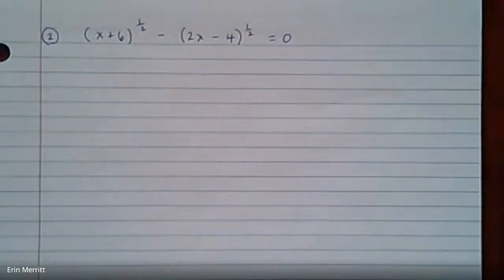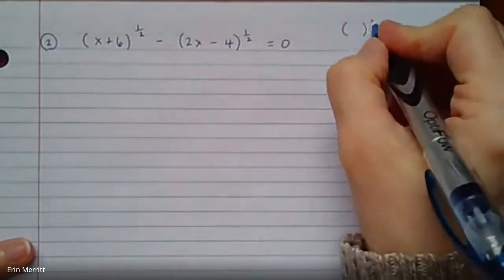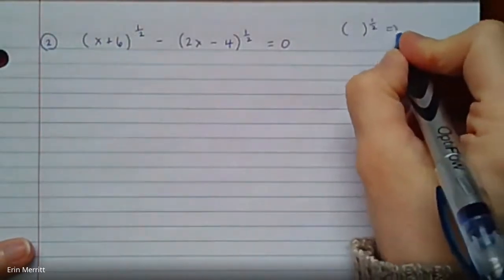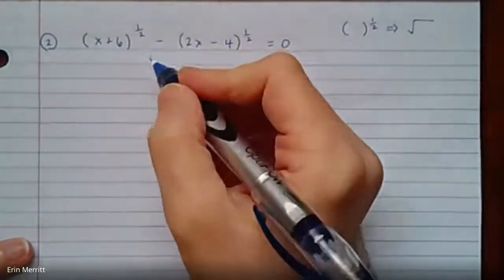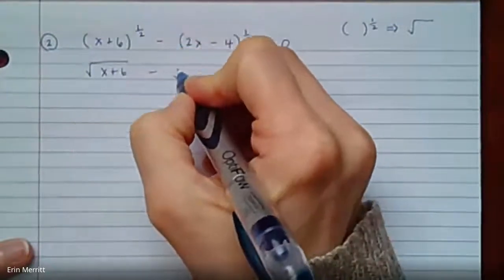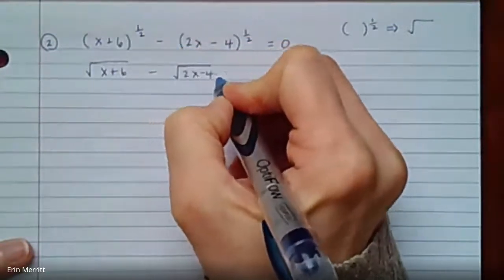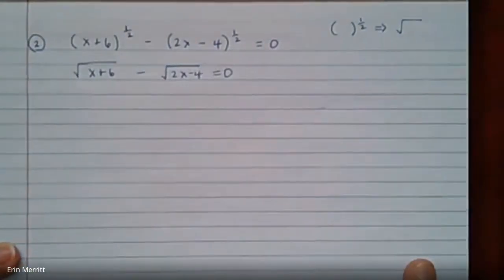All right, this one is a great reminder of, well, what does it mean when you raise something to the 1/2 power? So anything raised to the 1/2 power is the same as taking the square root of it. And so I can rewrite this. This is the same as the square root of x plus 6 minus the square root of 2x minus 4 equals 0. All right, well, step 1 of how to solve is to get the radical alone.